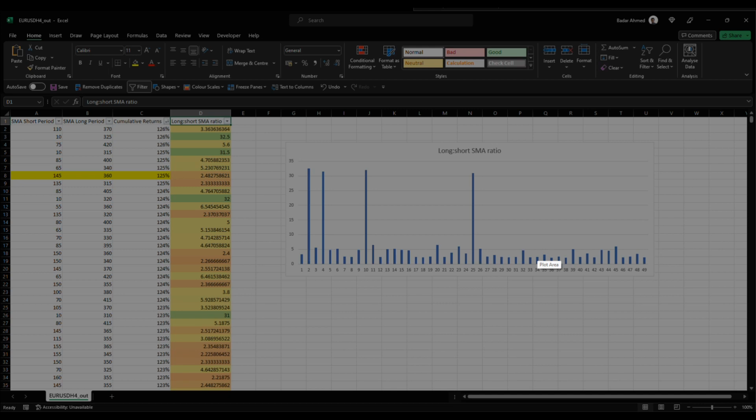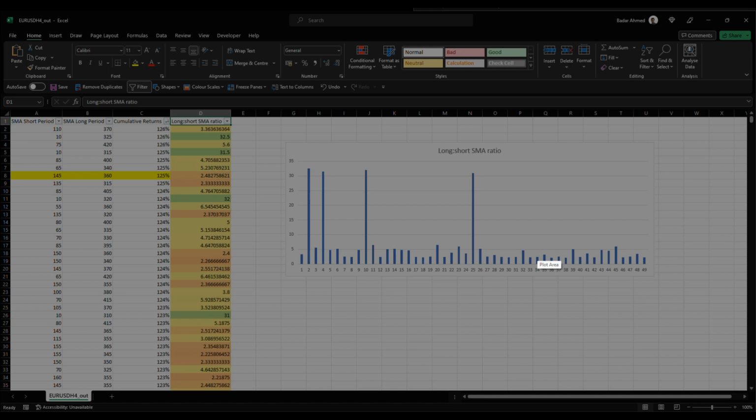This simply divides the long SMA period by the short SMA period. So the smaller the short SMA is relative to the long SMA, the higher this value will be. The highest values are shown in green and the lowest in red and amber in the middle. From the graph we can see the 4 spikes. These correspond to the strategies with the biggest differences between the long and short SMAs.